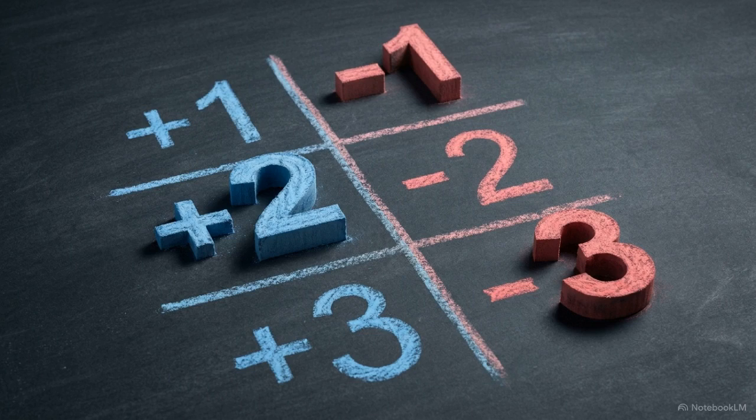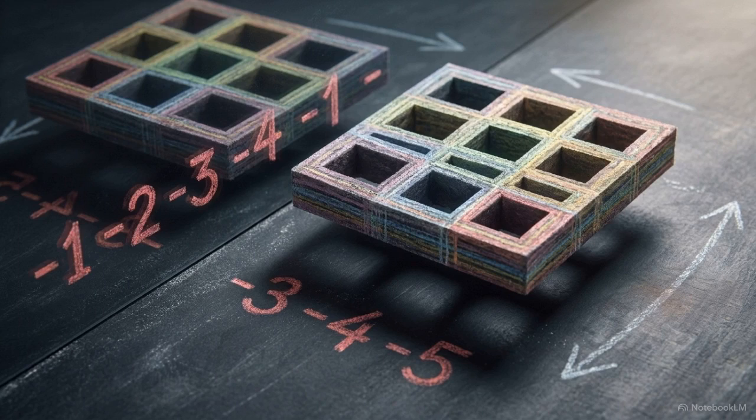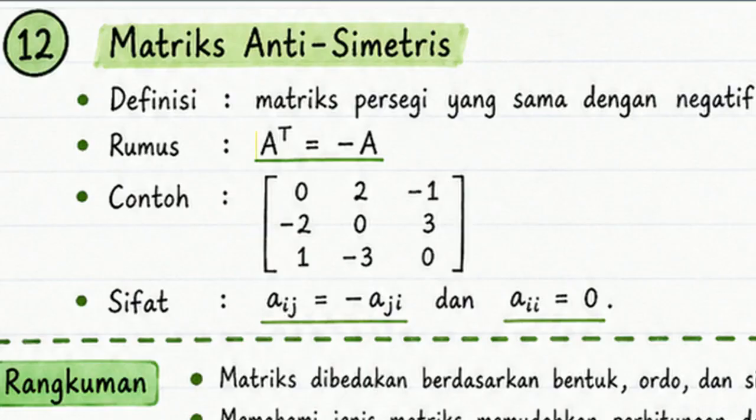The anti-symmetric matrix exists in a state of balanced mathematical opposition. Every cell in this grid is governed by a single constant rule. By definition, a square matrix is anti-symmetric only if its transpose is equal to its negative. Mathematically, we express this foundational rule as A transpose equals negative A.